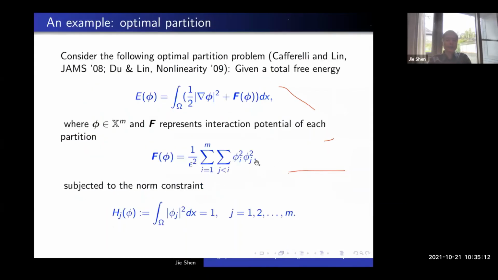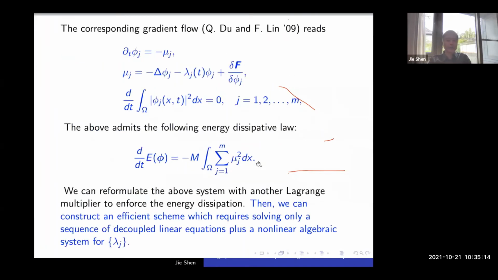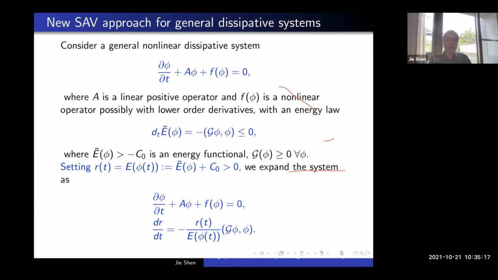And here, I guess due to time constraint, I'm going to skip this example and go to the next approach, which is for general dissipative systems.